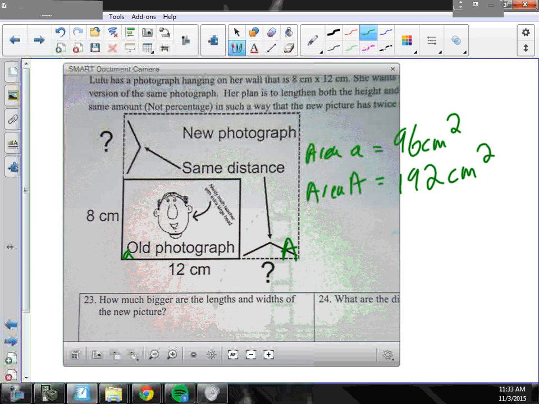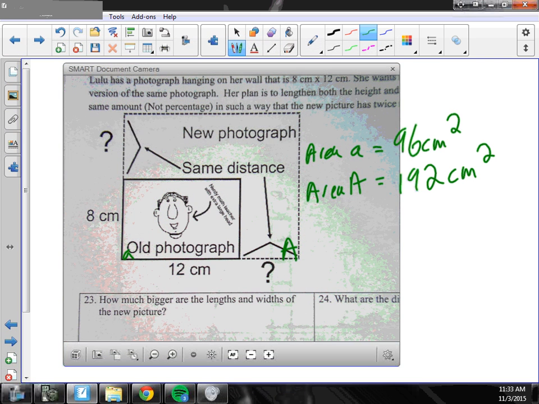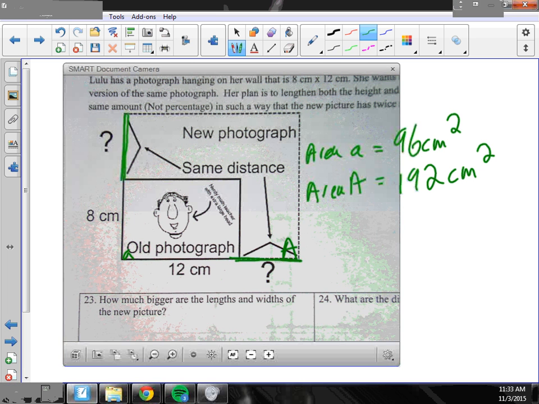Well, I want to know, in order to double the area, how much bigger this way and how much bigger that way do I need to make it? And we know that those two distances are the same. So let's call them x. They're both x, whatever x is. How are we going to figure out how to calculate x?